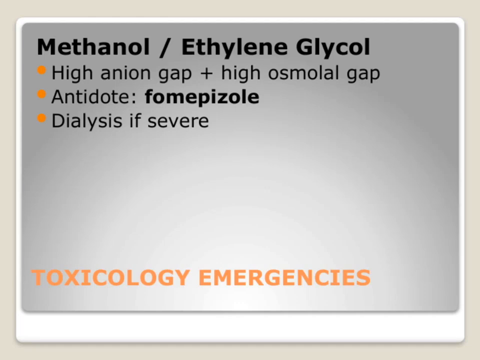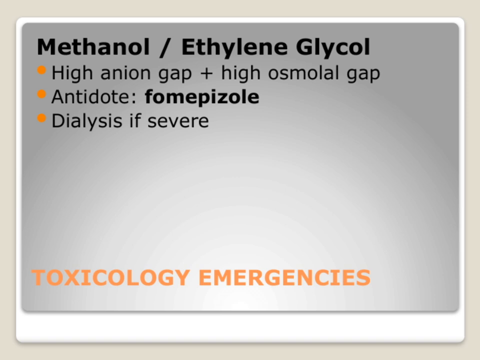Let's talk about methanol and ethylene glycol poisoning. When someone is exposed to these substances, we often see a high anion gap and a high osmolar gap in their labs. These are key clues that point to these toxins. The high anion gap indicates metabolic acidosis, while the elevated osmolar gap suggests the presence of an unmeasured osmol, like methanol or ethylene glycol. In terms of treatment, the antidote of choice is fomepizole.